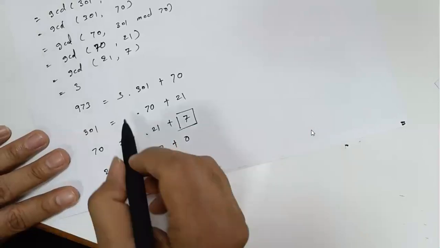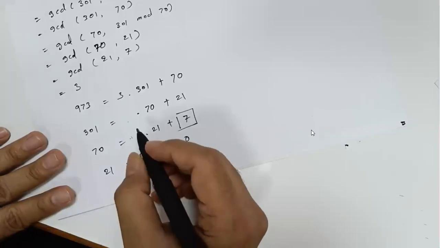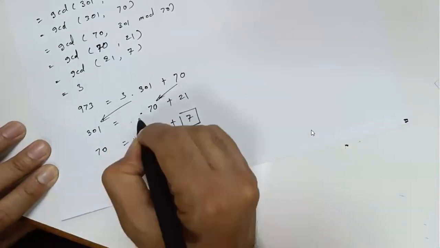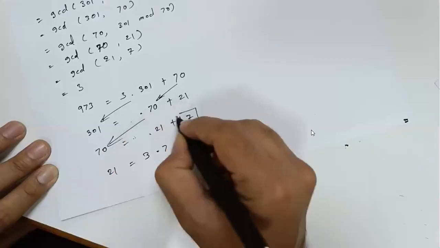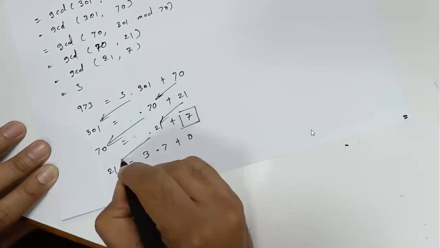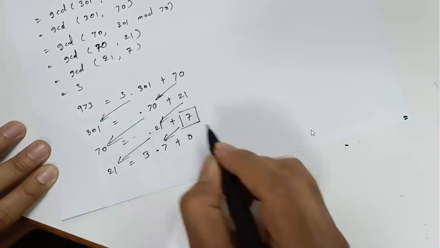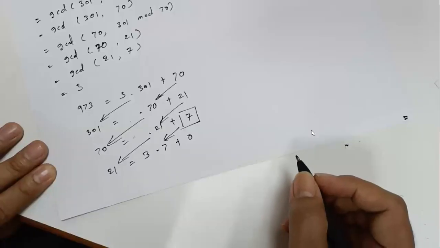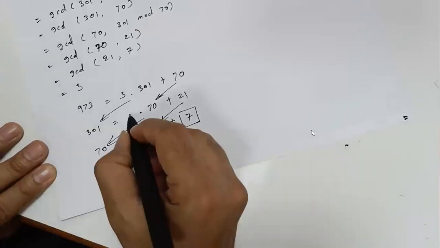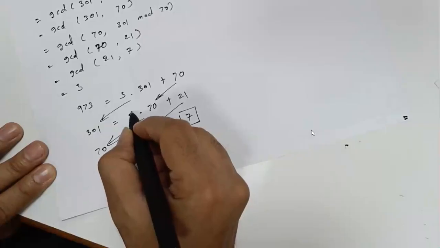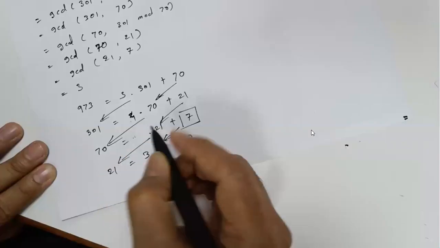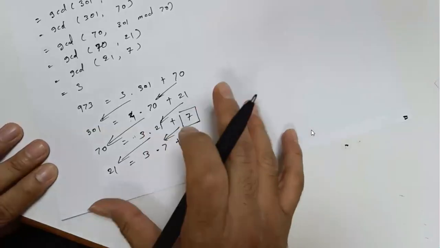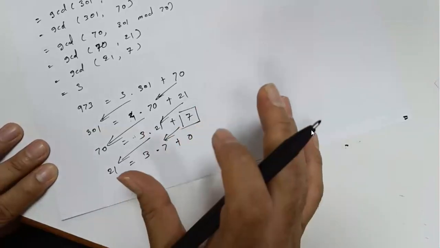So what are these quotients? So 4 and 3. 4 and 3. Okay. I hope everyone has got this concept.